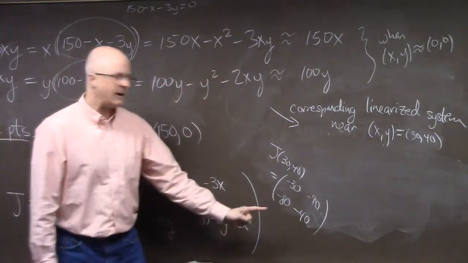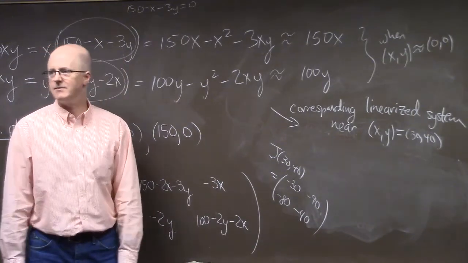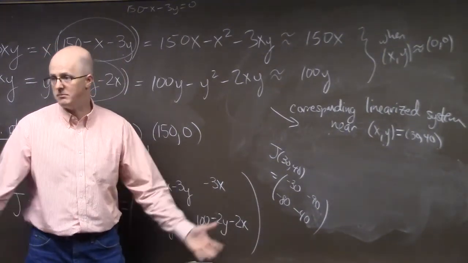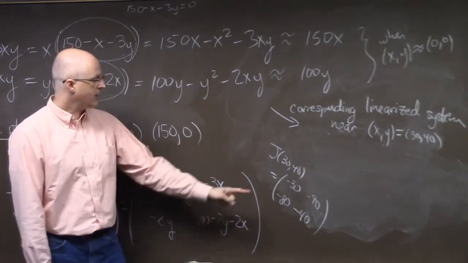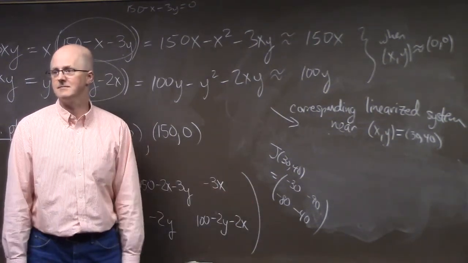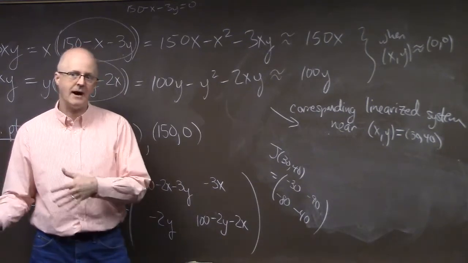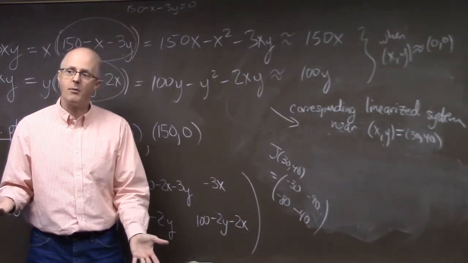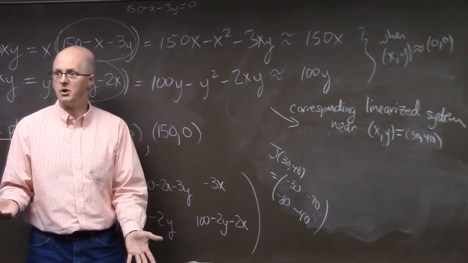Don't be deceived by the fact that all the entries of that matrix are negative. That doesn't mean it's a sink, necessarily. Could be. You either have to find the eigenvalues of this and see are they both positive, both negative, one positive, one negative, are they complex? Or, probably more quickly, use the trace determinant plane.